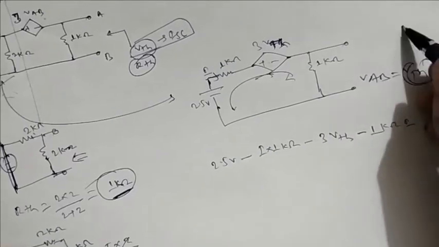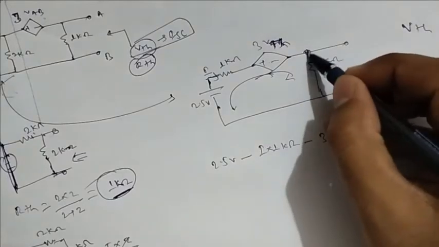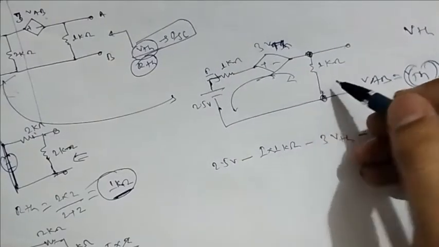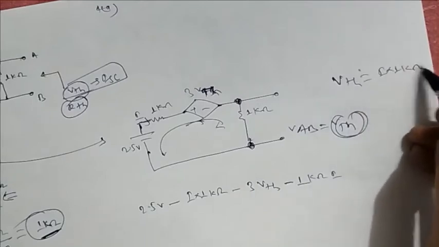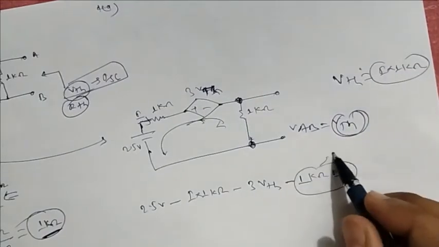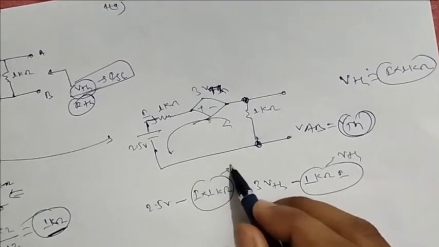Now what is this VTH? VTH is nothing but the voltage across this one. Now what current is flowing over here? I into 1 kilo ohm. So I can replace this by VTH and here also by VTH. This is equal to 0.